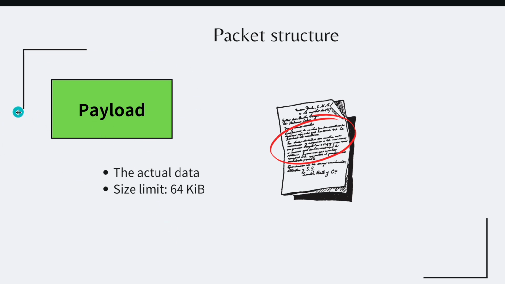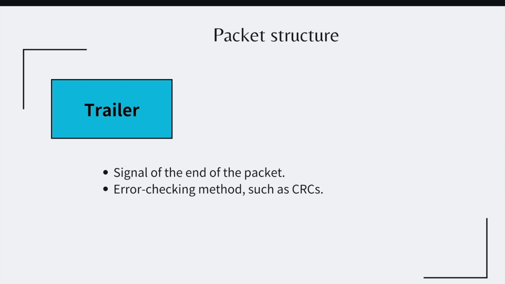The payload contains the actual data of the packet, just like the main body of a letter. And this is usually about 64 kilobytes. For the packet trailer, this is like the end of the packet. It contains a signal of the end and an error checking method, such as CRCs.